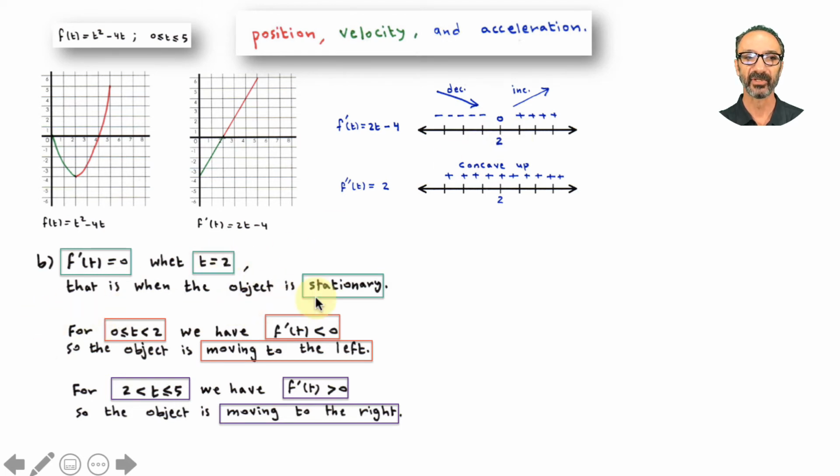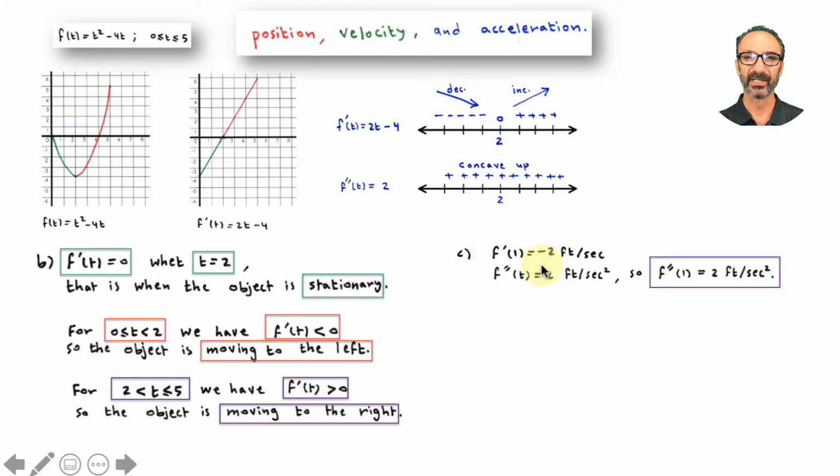That is when the object is not moving. Between 0 and 2, in this portion, f prime is negative, which means the object is moving to the left. From 2 to 5, above 2, f prime is positive, the object is moving to the right.